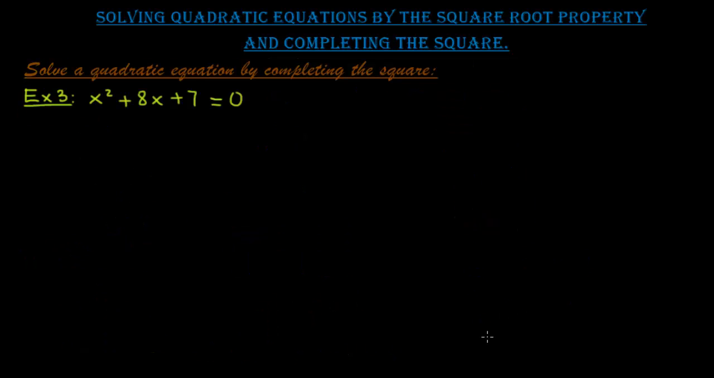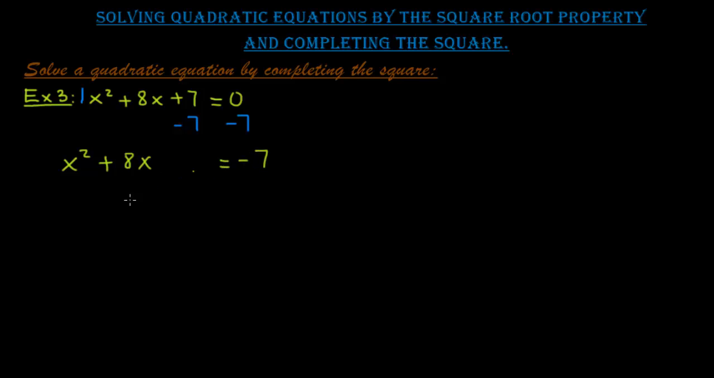Now let's talk about solving a quadratic equation by completing the square. So in example 3, we have x squared plus ax plus 7 equals 0. To solve this one by completing the square, our first step is to make the leading coefficient 1. Right now it's already 1, so we're good. Then the next step is to isolate the x, so I have to move 7 over. We subtract 7 on both sides. So we have x squared plus ax equals negative 7.